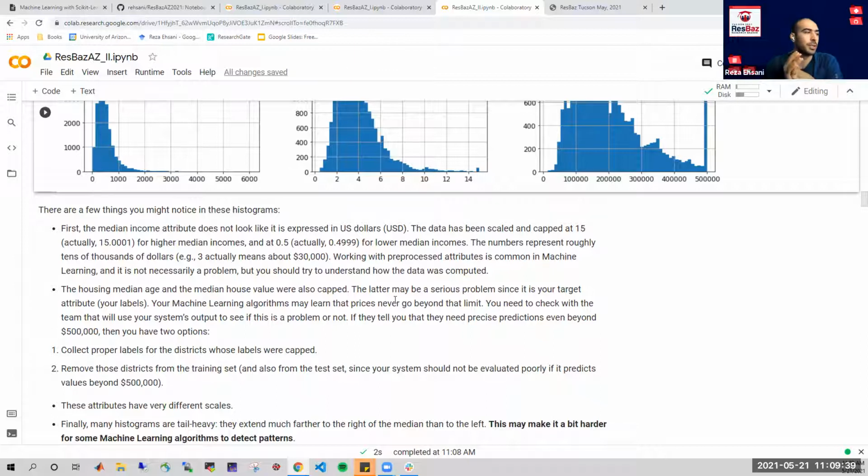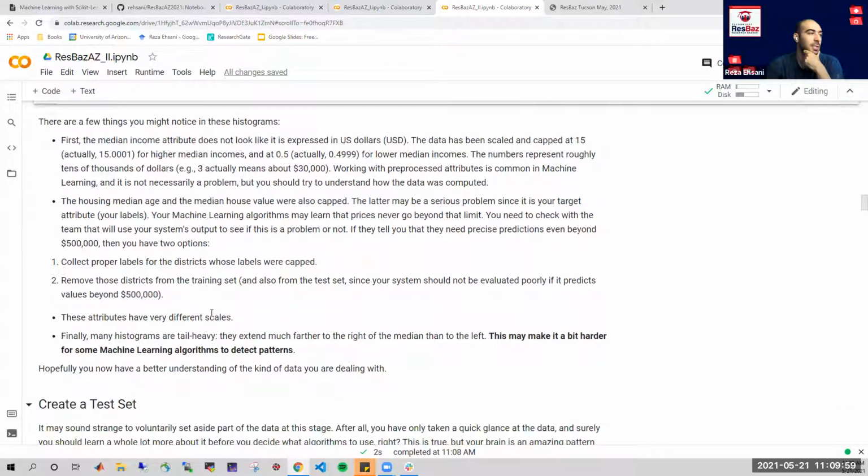You need to check with the team that will use your system's outputs, and if this is a problem, you should try to deal with it. If they tell you that you need precise predictions even beyond $500,000, then you have two options. The first option is to collect proper labels for the districts whose labels are capped. The other one is to remove those districts from the training set and also from the test set, since your system should not be evaluated poorly if it predicts values beyond $500,000.